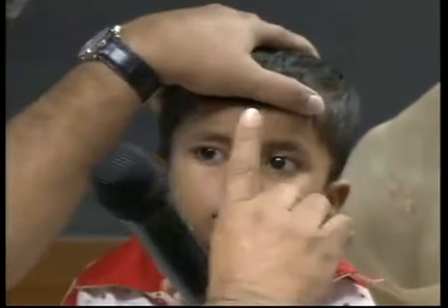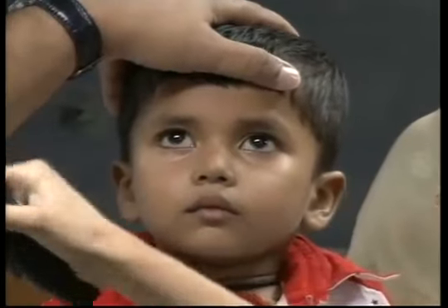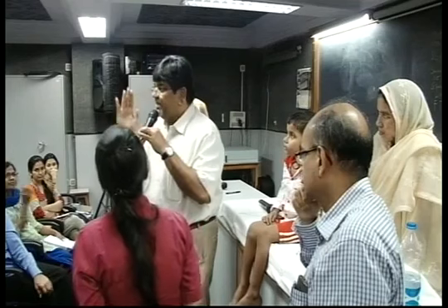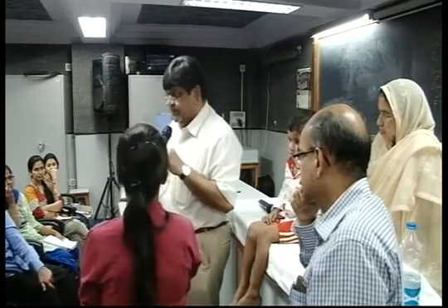You must also remember one thing. When you're checking for gaze, when you're checking for eye movements, you should always look at primary gaze. A primary gaze means when he's looking straight at you. If there is a weakness on one side, say for example the lateral rectus is weak on the right, in primary gaze, the right eye will move inwards.